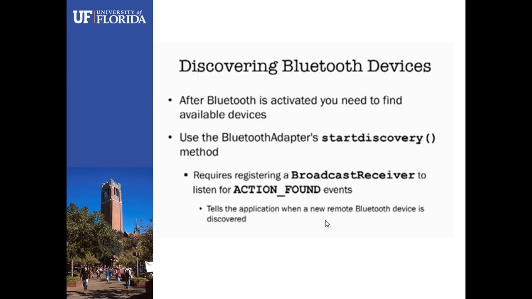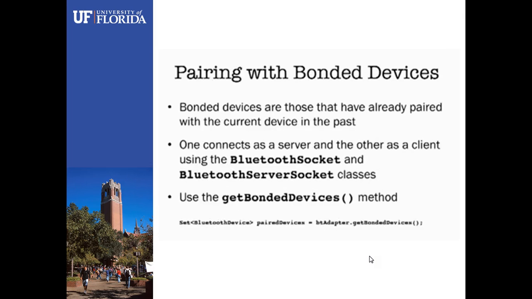It's discovering Bluetooth devices. After it is activated, we need to find available devices, and it uses this method, that is the start discovery method in the code, and requires registering a broadcast receiver to listen to action found events. This is another method that is invoked, which tells the application when a new remote Bluetooth device is discovered.